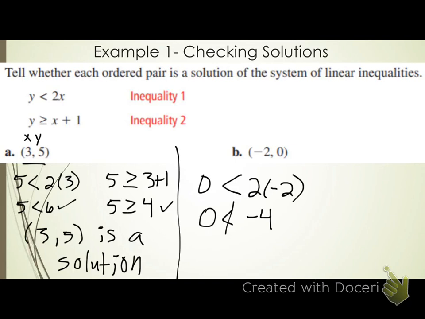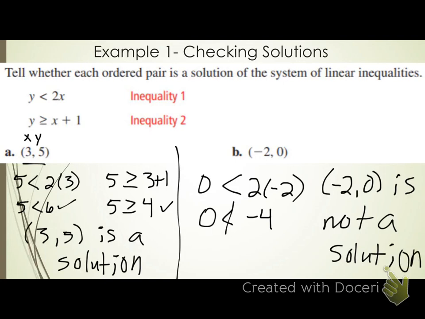So do I even need to check the second inequality at this point? No. It's already not a solution to my first inequality, so I know that automatically means it's not a solution to my system as a whole. So I would say (-2, 0) is not a solution.